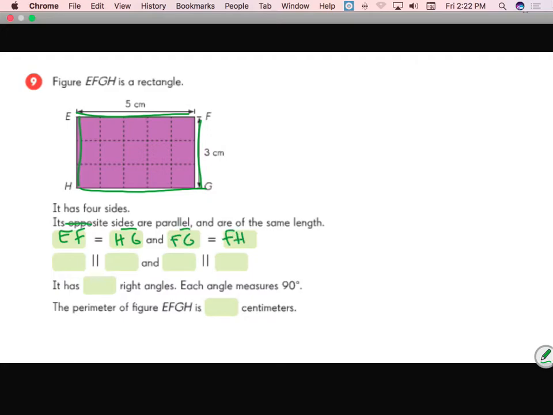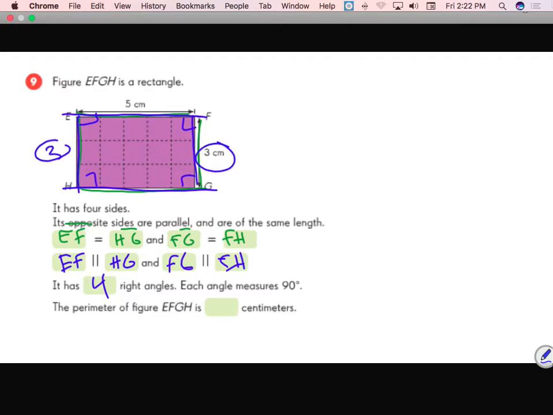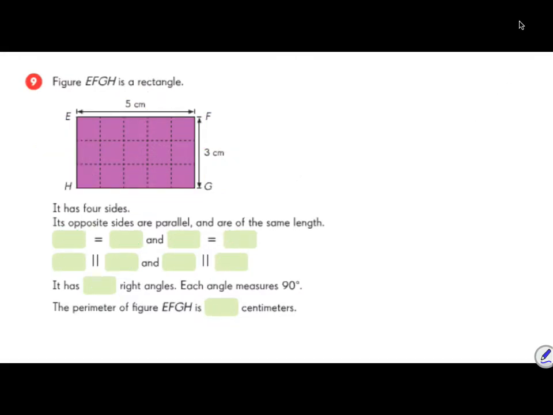And then here it says parallel. Again, I know opposite sides. EF and HG are parallel. And I know that FG and EH are also parallel. It has 1, 2, 3, 4 right angles, and each of them is 90 degrees. And the perimeter, 3 plus 3 is 6, 5 plus 5 is 10, and I know 10 plus 6 is 16. So the perimeter, or the distance around it, is 16. All right, let's keep going.